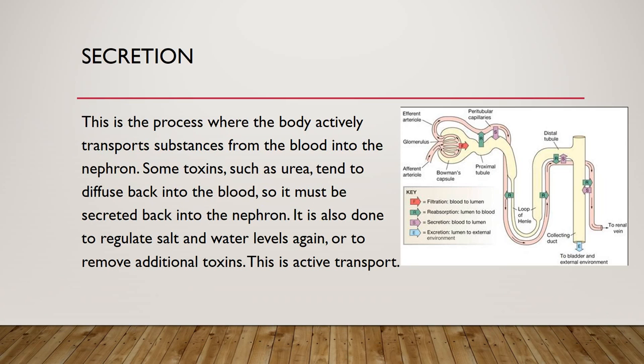Substances the body can reuse are reabsorbed into the capillaries surrounding the nephron, for example, vitamins and hormones. This is active transport and requires energy. Some other substances passively re-enter the blood, for example, water by osmosis and salts by diffusion. This occurs in the proximal and distal tubules and in the loop of Henle.